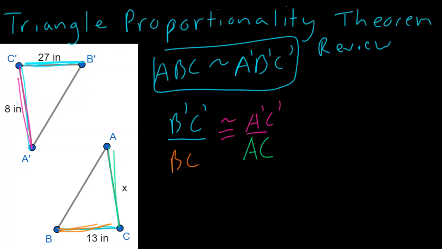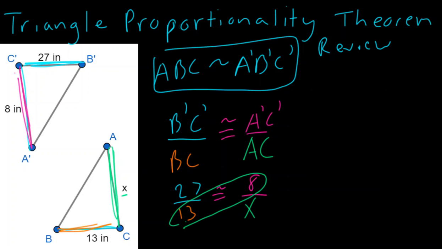So we know that B prime C prime is 27 over, we know that BC is 13, and this is congruent to A prime C prime, which is 8 over AC. Well, wait a second, we don't know what AC is, so we can put x. Now this comes back from our very last lesson. What method should we use to get the x by itself? There's two ways. One, we can cross multiply 13 times 8, and we set that equal to 27 times x, or 27x.